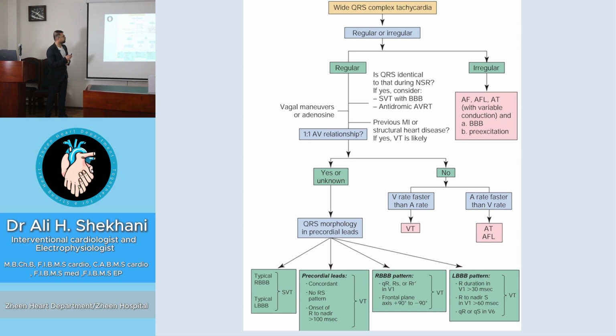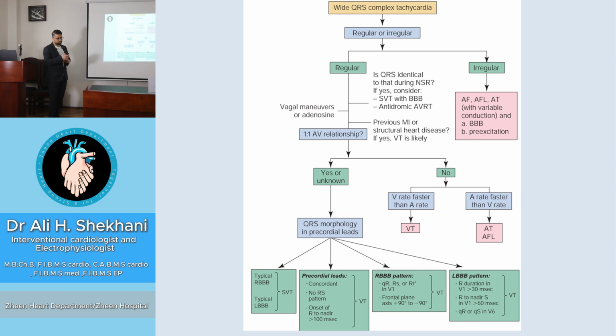Of course, in the VT, we have another algorithm. Again, whether it is regular or irregular. If it is irregular, it could be atrial flutter or fibrillation with bundle branch block or with pre-excitation. If it is regular, you have to look for the AV relationship, whether AV dissociation is present or not. If it is not present, look for the morphology of the QRS, because every VT has either right bundle branch morphology or left bundle branch morphology. If the right bundle or left bundle branch morphology is not typical, it goes with VT rather than SVT.